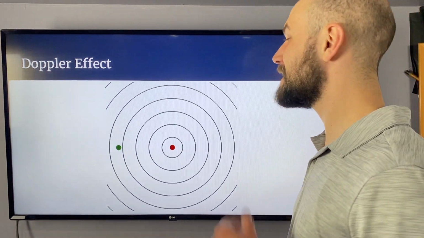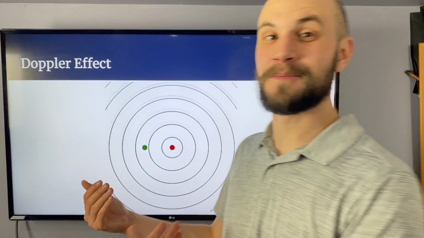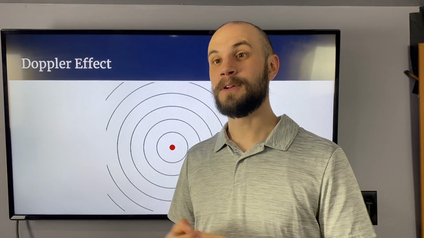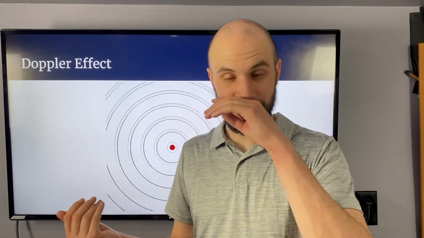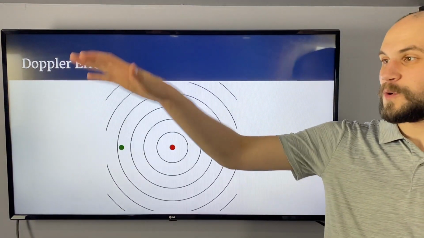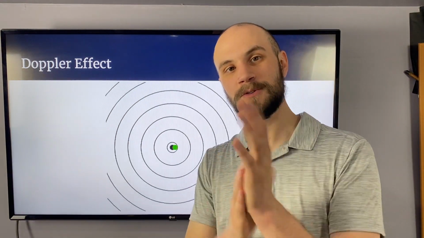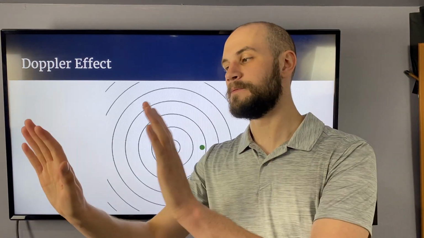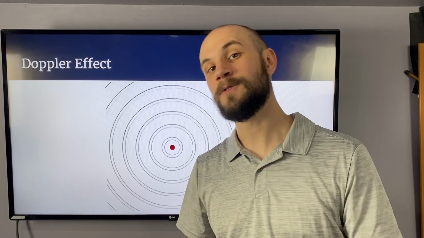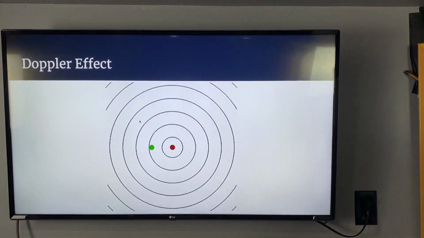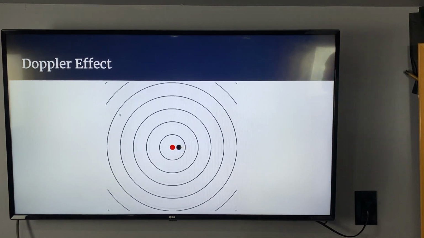This describes things like ice cream trucks and sirens as they're moving relative to you. But it also describes ocean waves, right? If you're in the ocean and you have a source producing a wave, if you move closer to that source, you'll experience those waves at a higher frequency. If you move away from that source, you'll experience those waves at a lower frequency. Both of those experiences are manifestations of the Doppler effect.